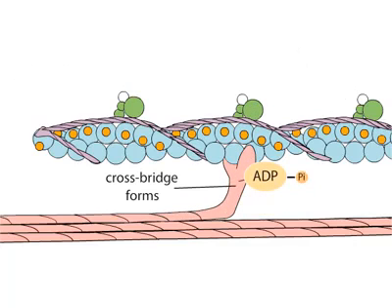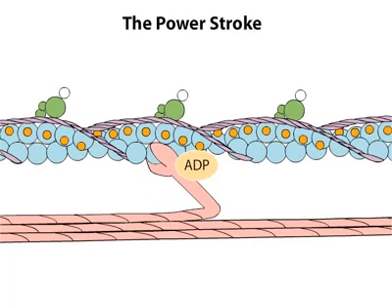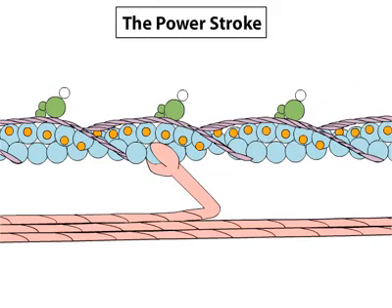When a myosin head binds to actin, it forms what is referred to as a cross bridge. After myosin binds to the actin filaments, inorganic phosphate is released. The release triggers the myosin heads to pivot, forcing the actin and myosin filaments to slide past each other, and ADP is released. This movement represents the power stroke of muscle contraction.